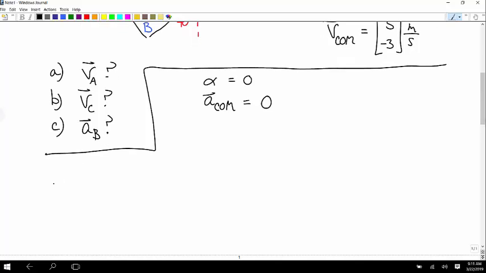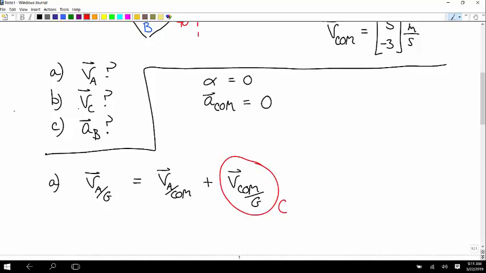Okay, so velocity at A. The velocity at A relative to the ground, and if it doesn't tell you specifically what you're calculating velocity relative to, then you have to assume it's the ground, is equal to the velocity at A relative to the center of mass plus the velocity of the center of mass relative to the ground. This one's given. And this one's circular motion, so this one is going to depend on omega cross r.